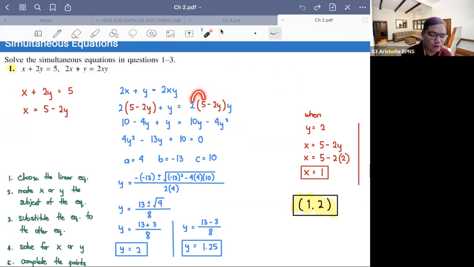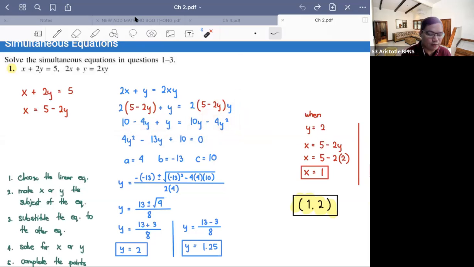Again, 2 times 5 times y is 10y, and then 2 times negative 2y is negative 4y, but then you still have y here. That's why it becomes negative 4y squared. That's what happened there. So here, any question on this part? All right, no question on this part.